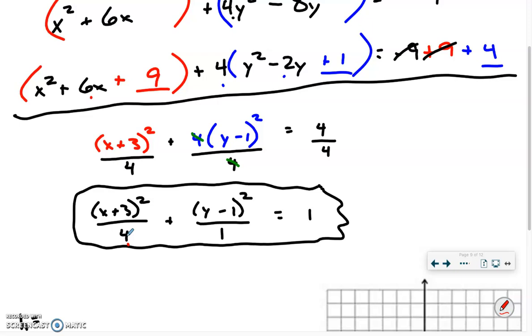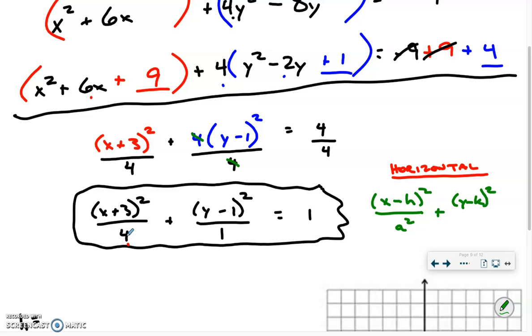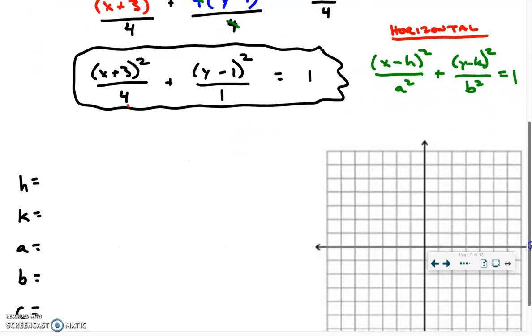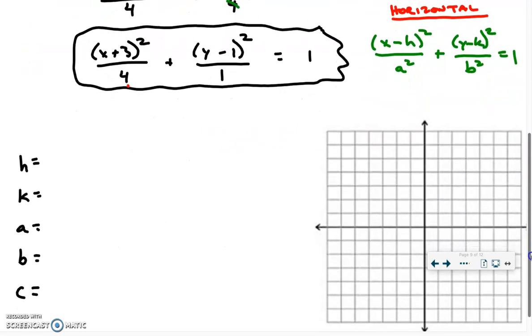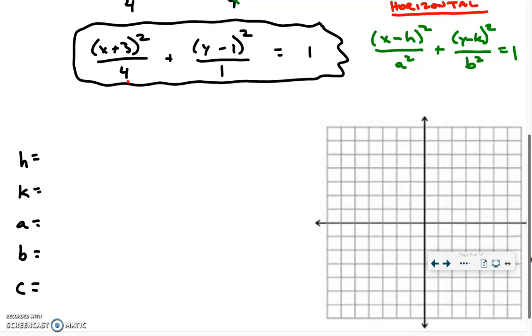So 4 is under the x term. That makes this a horizontal ellipse, which means that my template, if you will, what I'm creating here, is (x minus h) squared over a squared plus (y minus k) squared over b squared is equal to 1. So again, on the left is our reality, on the right is our template, and now we just need to match these up so we can identify h, k, a, b, and c.